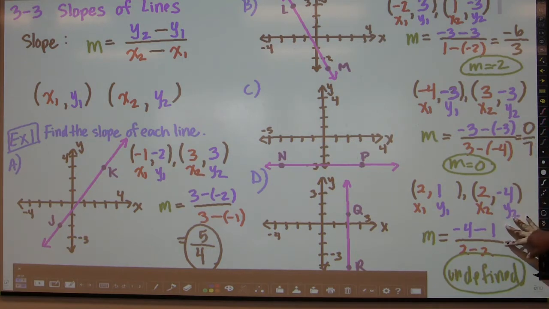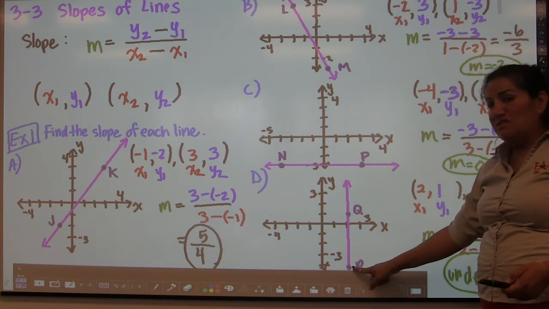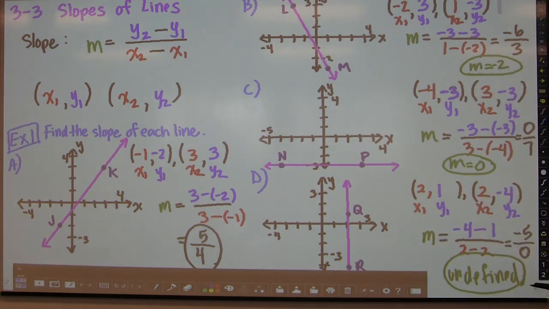But in the case of the vertical, there's no change in x. The x coordinates are always the same. It's a vertical line. And so because the x coordinates are both 2, then the bottom is going to be 0. And whenever there's a 0 on the bottom, that's division by 0. And we can't divide by 0. It's undefined. So the slope is not 0. It's undefined.